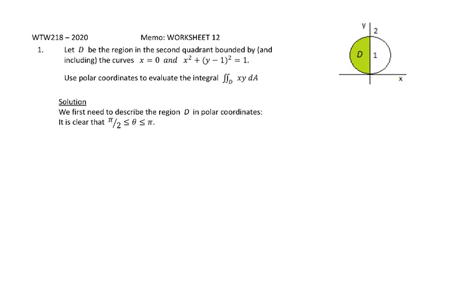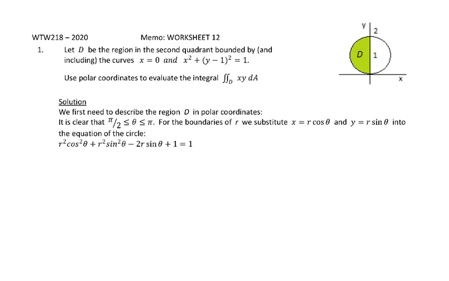The boundaries for theta are pretty clear. Remember, theta is measured from the positive side of the x-axis in a counterclockwise way. So we need to start at the y-axis, that is where theta is pi over 2, and we need to stop on the negative side of the x-axis where theta is equal to pi.